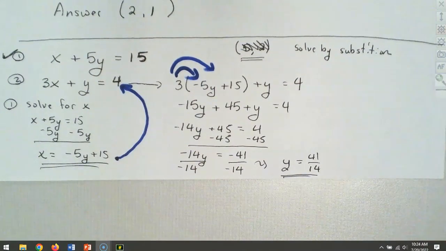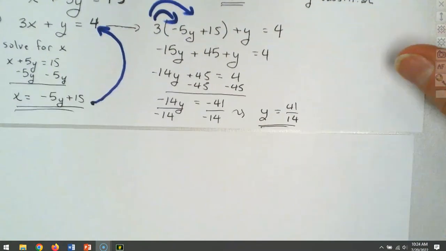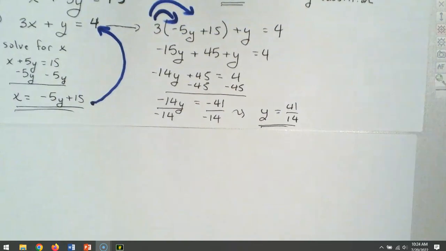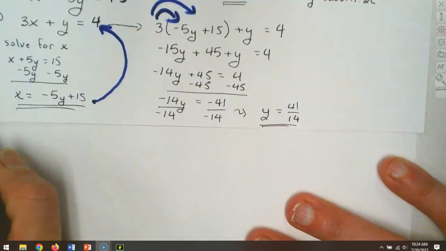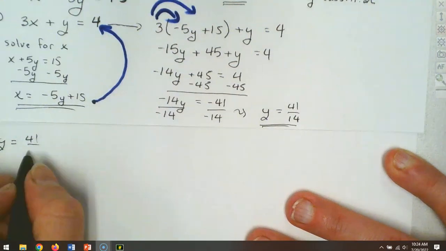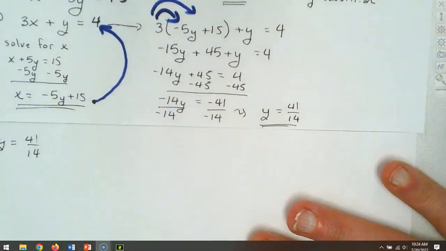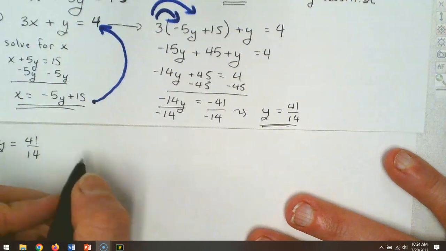Now, how do you find the x part? Well, you can plug that y back in, or you can solve it the other way, do the substitution the other way. Let's take our value now and plug it back in. So we know now that y is 41 over 14. You can plug it back into either one of the equations and solve it. So I'm going to plug this back into equation 2.